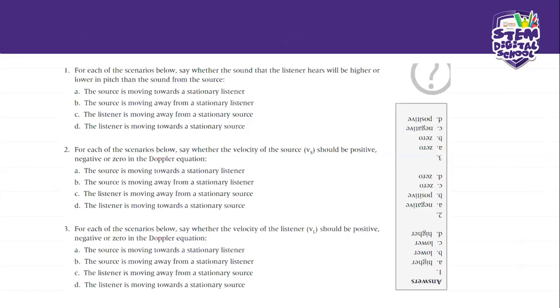It says here, for each of the scenarios below, say whether the sound that the listener hears will be higher or lower in pitch than the sound from the source. If the source is moving towards a stationary listener, the pitch will obviously be higher. If the source is moving away from the stationary listener, the pitch will be lower. If the listener is moving away from the stationary source, it will be lower again. And if the listener is moving towards the stationary source, the pitch will be higher.